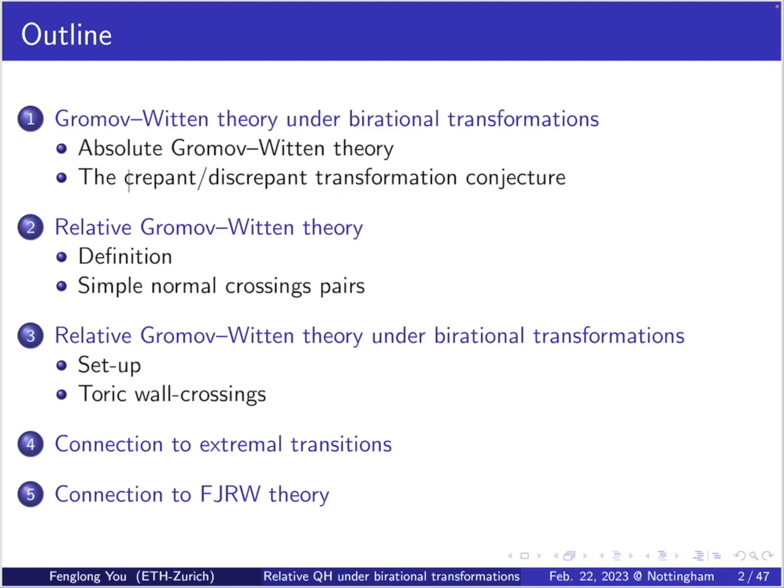In particular, there is the Crepant Transformation Conjecture, and here we'll get a motivation of why we want to study this relative Gromov-Witten theory, and how relative Gromov-Witten theory under birational transformations is related to the classical Crepant or disk-Crepant transformation conjecture. And then there are some connections with other things like extremal transitions and FJRW theory. We will talk about this in the end.